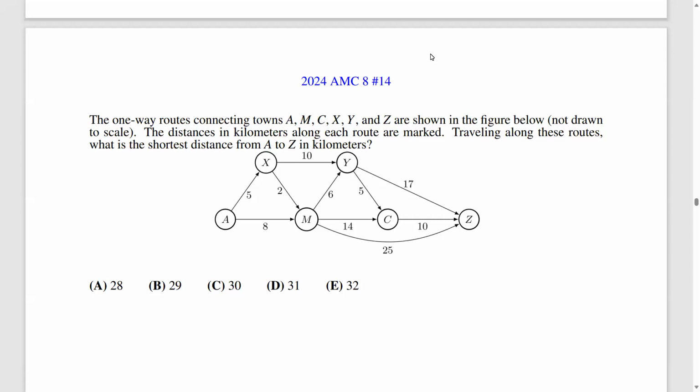The one-way routes connecting towns A, M, C, X, Y, and Z are shown in the figure below. The distances in kilometers along each route are marked. Traveling along these routes, what is the shortest distance from A to Z in kilometers?